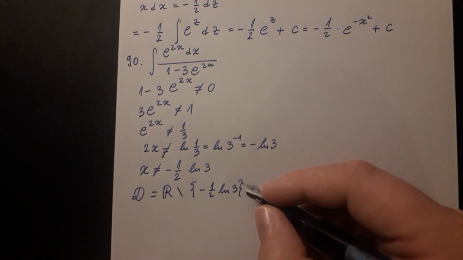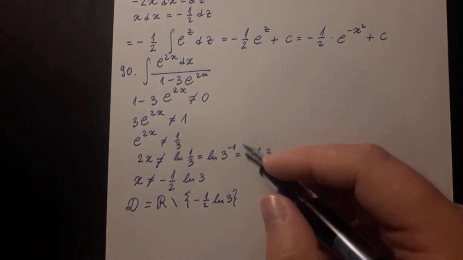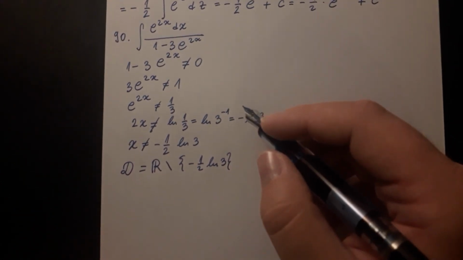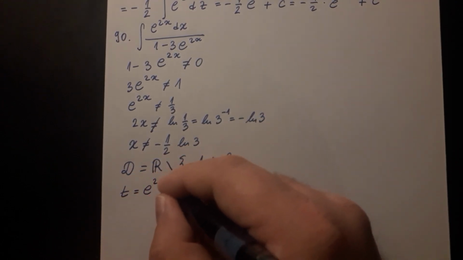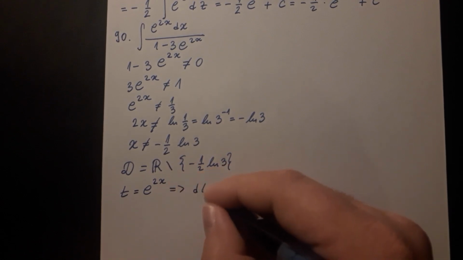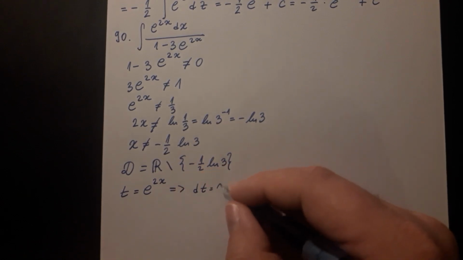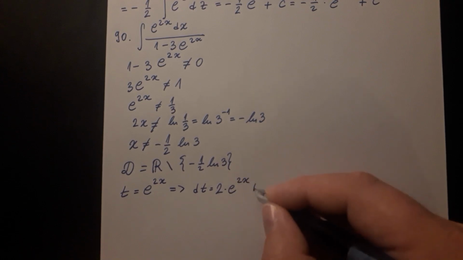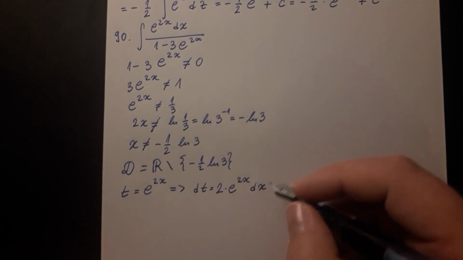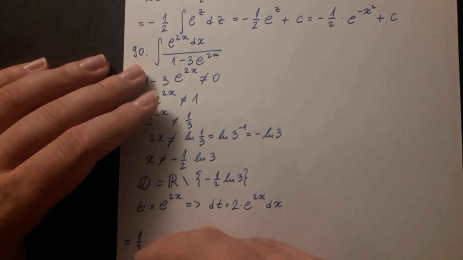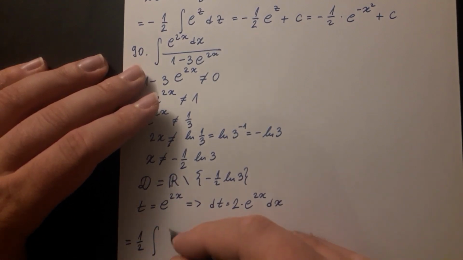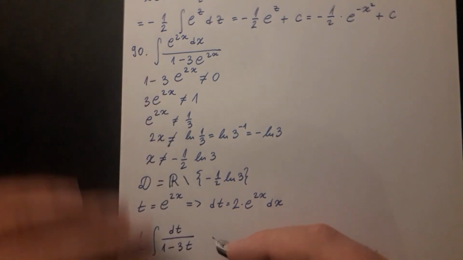What we can do now to solve this integral is to introduce a substitution that t is equal to e to the power 2x. That means that the differential of t is equal to 2 times e to the power 2x dx. We get that this integral which we started from is now equal to 1/2 the integral of differential of t divided by 1 minus 3t.